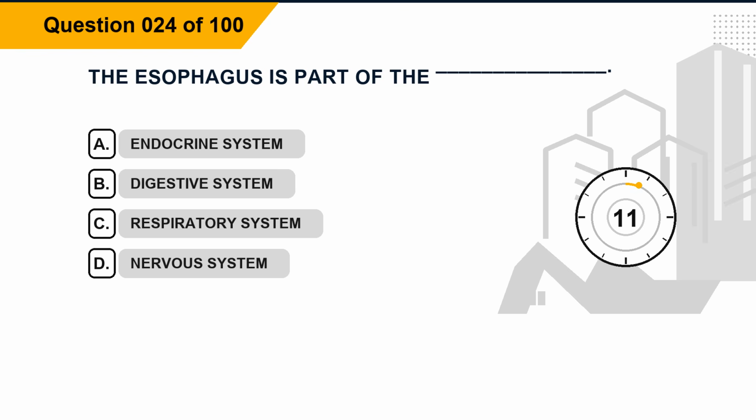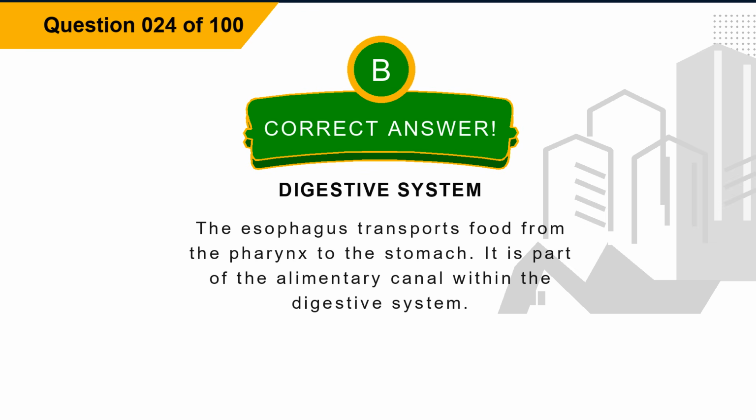Question 24. The esophagus is part of the blank. Option A, endocrine system. Option B, digestive system. Option C, respiratory system. Option D, nervous system. The correct answer is option B, digestive system.